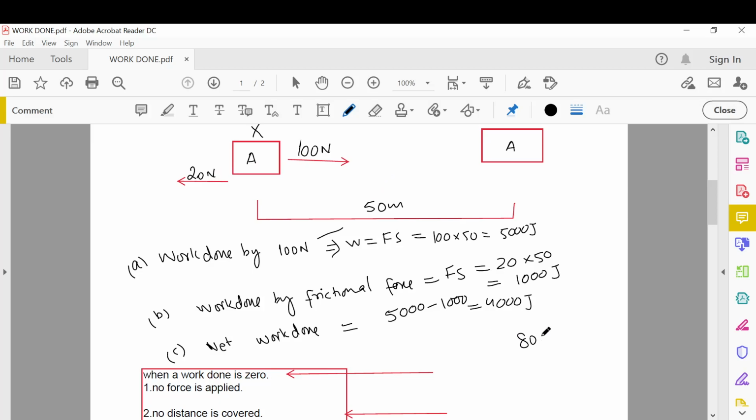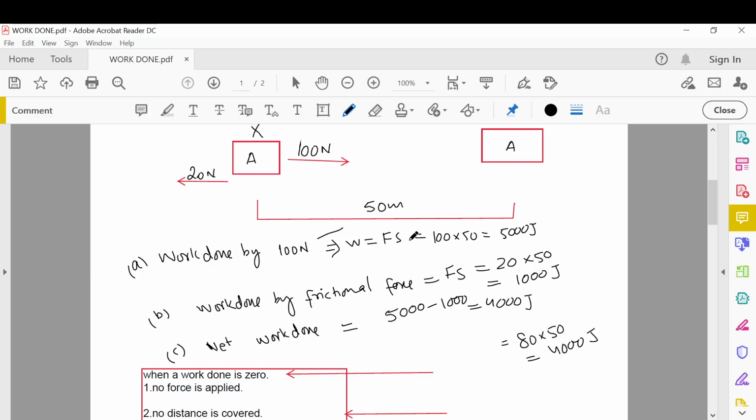80 is the force and 50 is the distance moved. You again get net work done 4000. So there are two ways of doing this, but the question was very clear. He was not asking at the start that you find the net work done. He says first, work is done by the 100 Newton force. So you have to go through this.